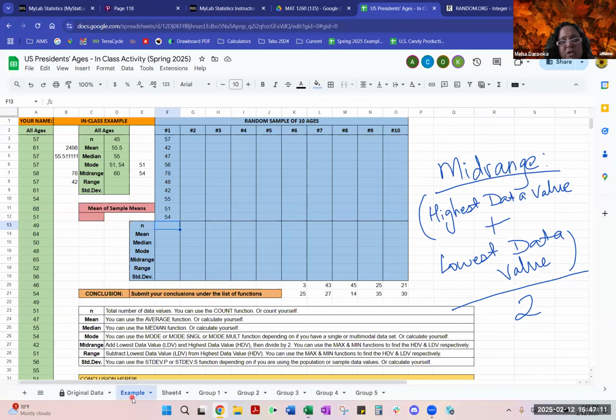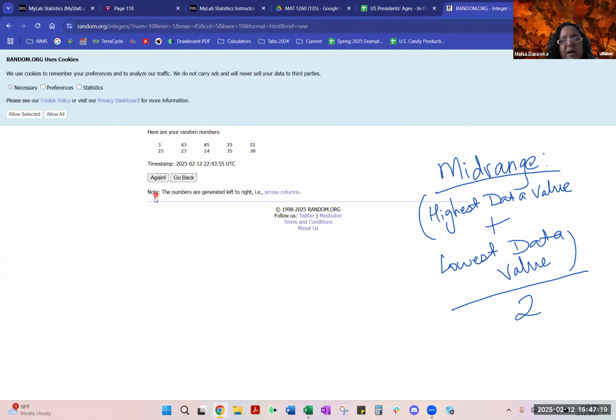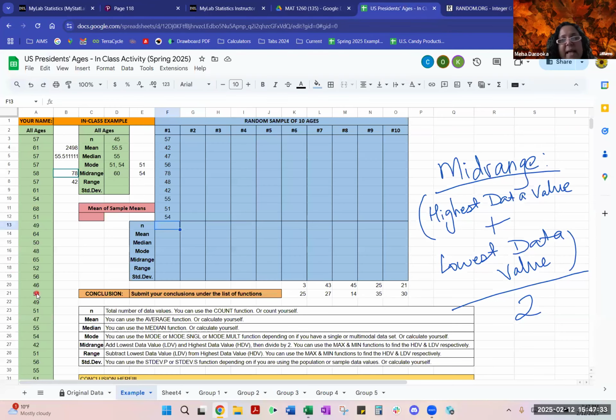So the first thing you want to do is come up with those random 10 ages. And like I showed you, go to random.org, do a random number generator from 1 through 45, 10 times, so that you can get those 10 numbers. And then remember, these are the positions, and then you need to go through the table and find the position. So remember, to each one of these numbers, you are basically adding 2. So that's how you find out which cell you are going to be looking at.